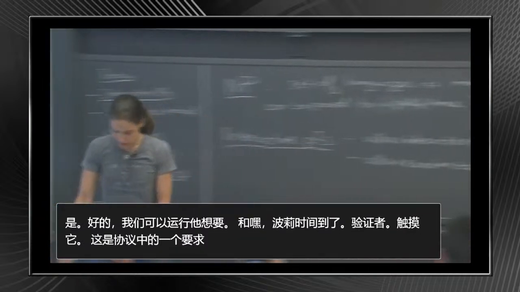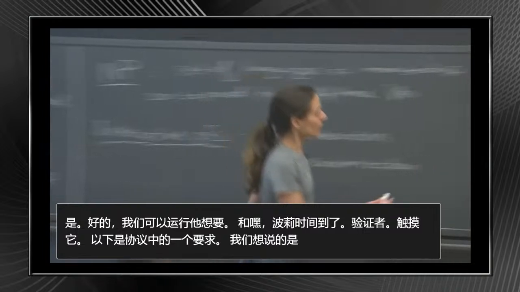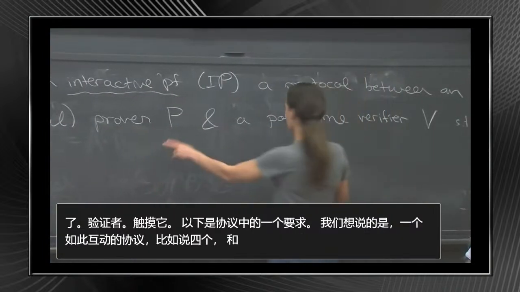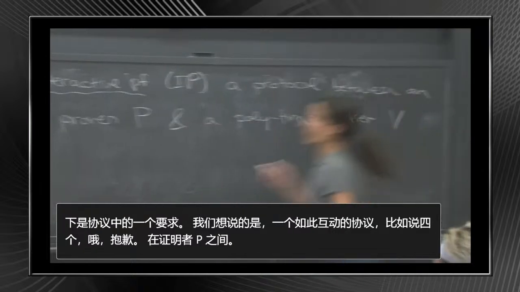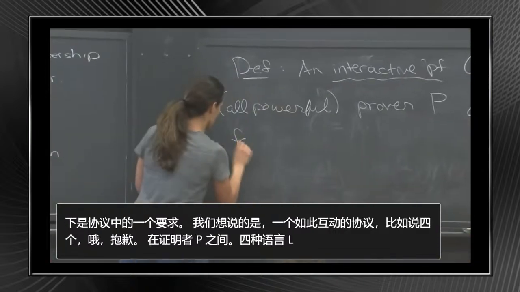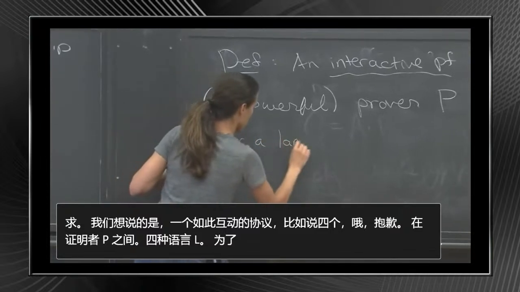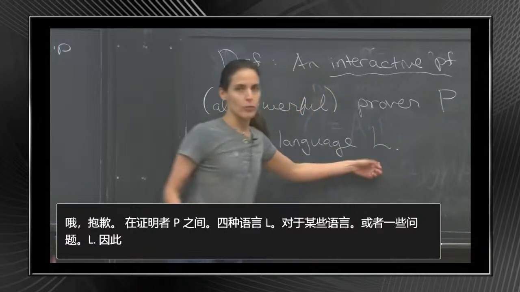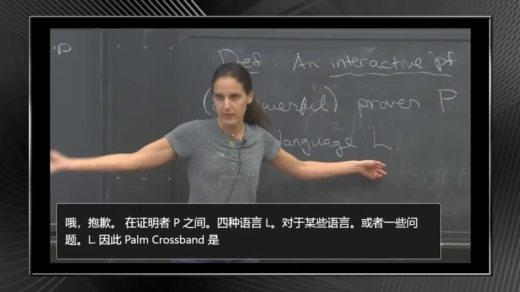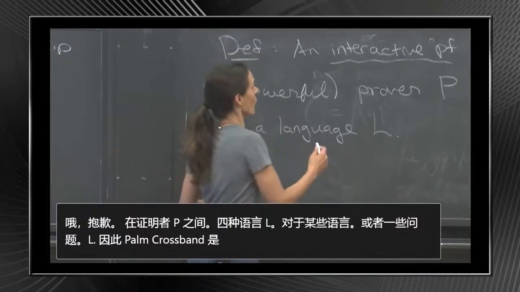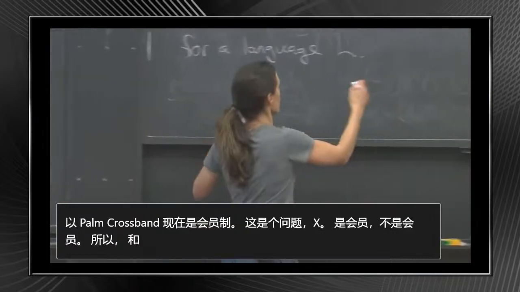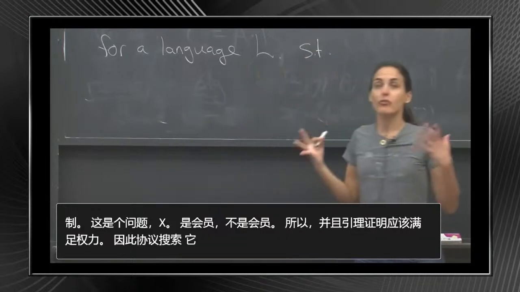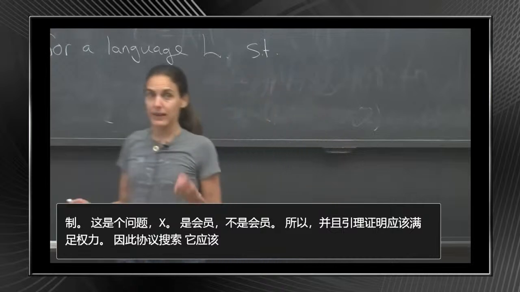We want to say that an interactive protocol between a prover P and a verifier V for some language or some problem L. The problem corresponding to L is membership in L. That's the problem: is X a member or not a member? So an interactive proof should satisfy the following. It's a protocol that should have two properties, completeness and soundness.